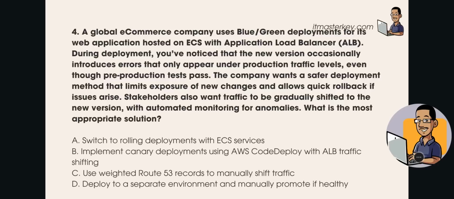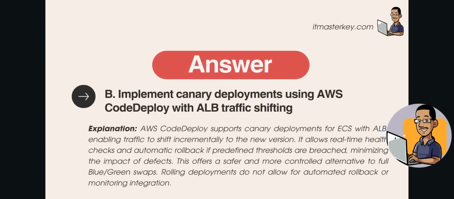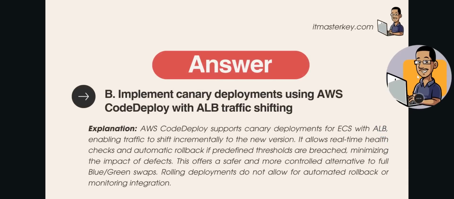Three, two, one. Implement canary deployments using AWS CodeDeploy with ALB traffic shifting. AWS CodeDeploy supports canary deployments for ECS with ALB, enabling traffic to shift incrementally to the new version. It allows real-time health checks and automatic rollback if predefined thresholds are breached, minimizing the impact of defects.